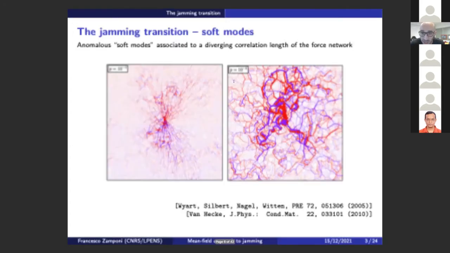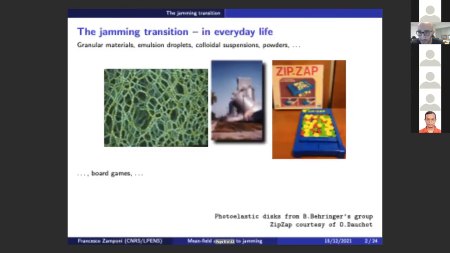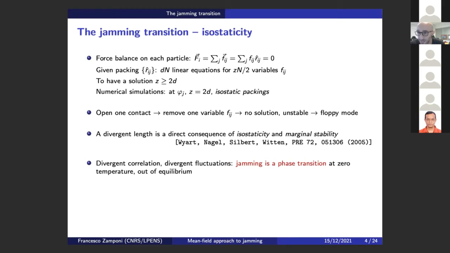So on each contact, where two particles are in contact, you have a force. So the total number of forces is going to be the total number of contacts, which is the number of particles times the average connectivity per particle that I'm going to call Z, divided by 2, because each link is shared by two particles. So if you count in this way, Z times n is twice the number of links. Okay, so you see that it's a linear system with dn equations and Zn divided by two variables.